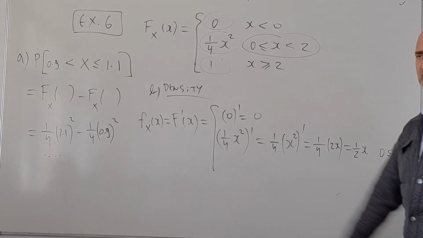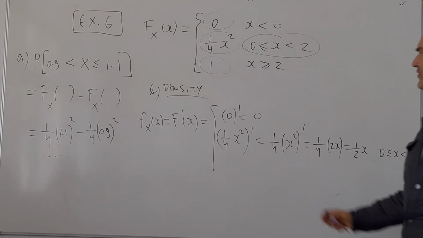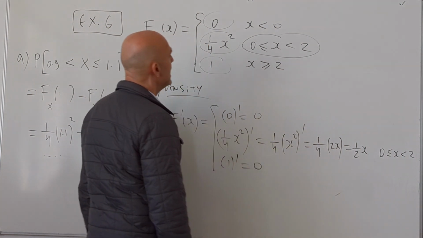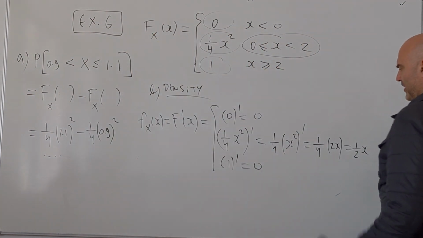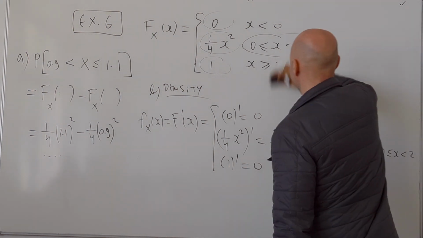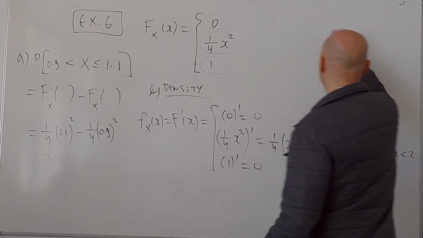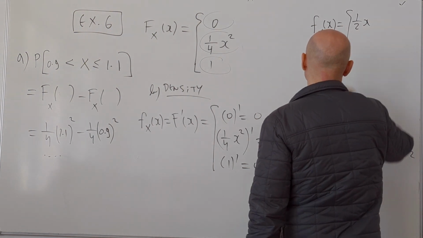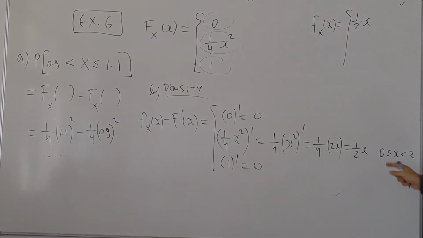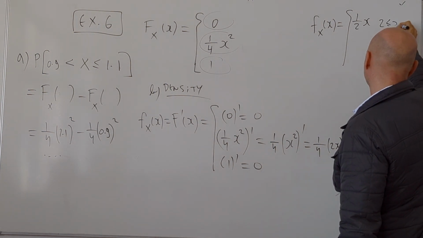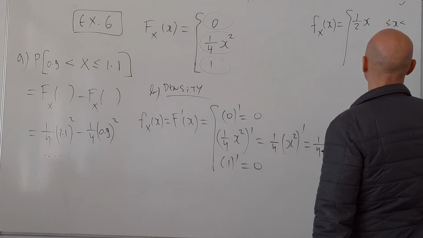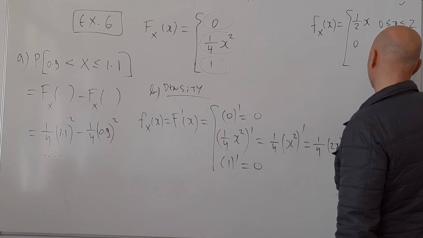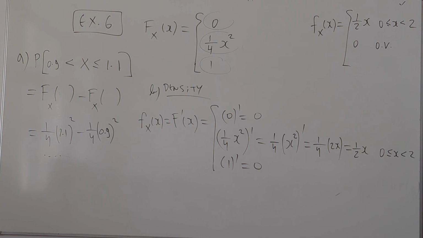And now the other intervals all have derivative equal to 0, because the derivative of 0 is 0, and here the derivative of 1 is also 0. And now we can write in a very short version the derivative of the distribution function, the density. I will put here small f is equal to 1 divided by 2 times x for x in the interval between 0 and 2. Oh, I'm making a mistake here, between 0 and 2, and 0 for other values. So we write 0 otherwise, o.v., other values.